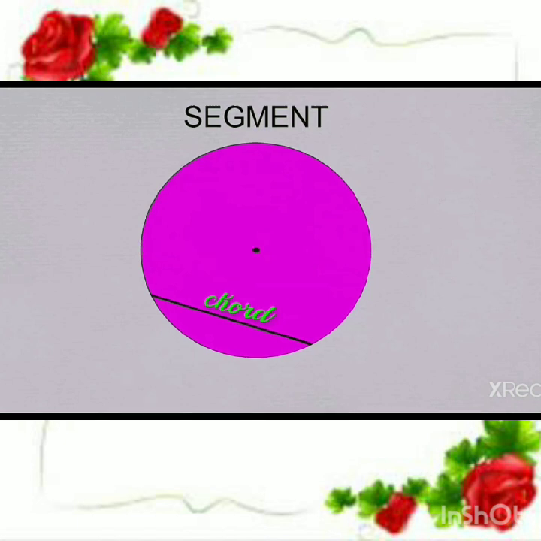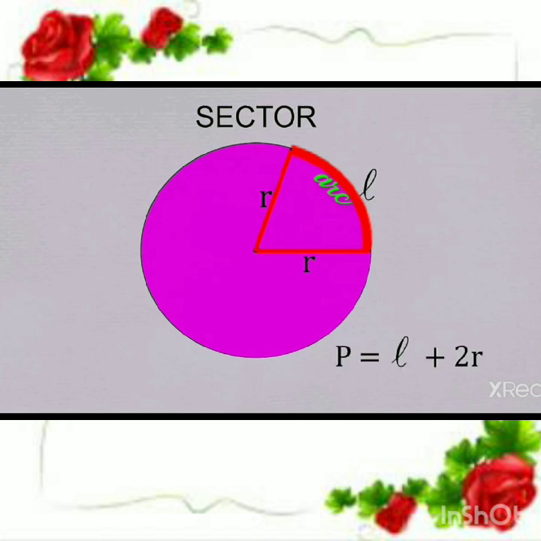Chord divides a circle into two parts. The smaller part is minor segment and the bigger part of the circle is major segment. A part of the circumference of the circle is known as circular arc whose length is L. The plane surface enclosed between two radii and the circular arc of the circle is called a sector. The perimeter of the sector is L plus 2r.